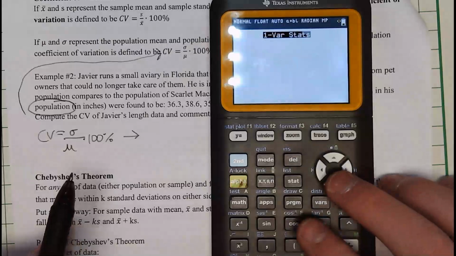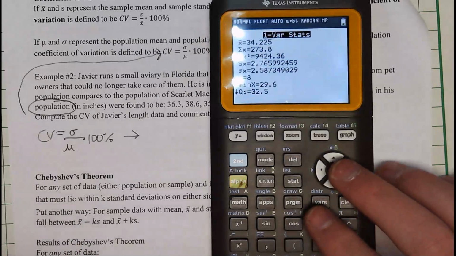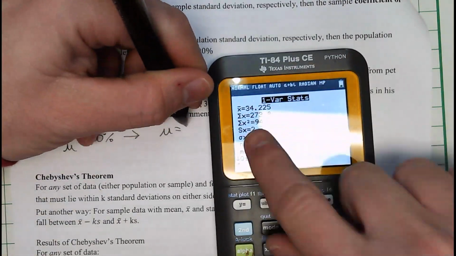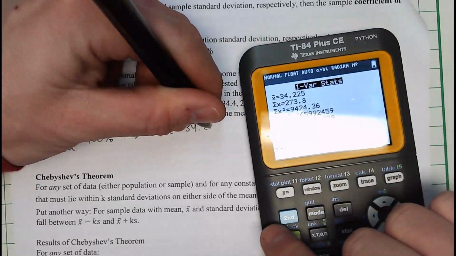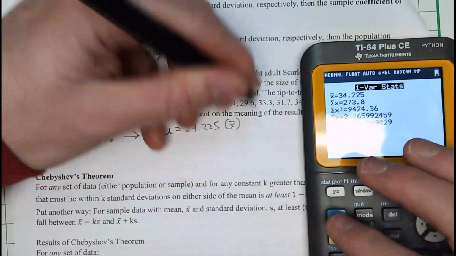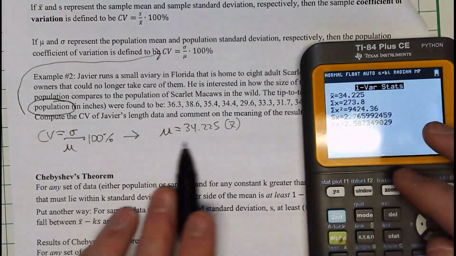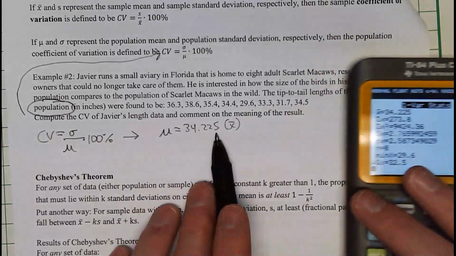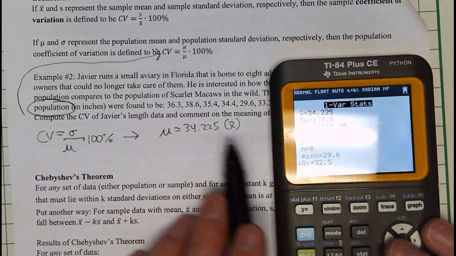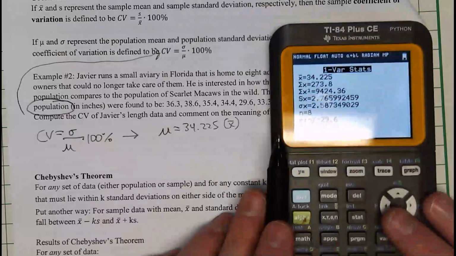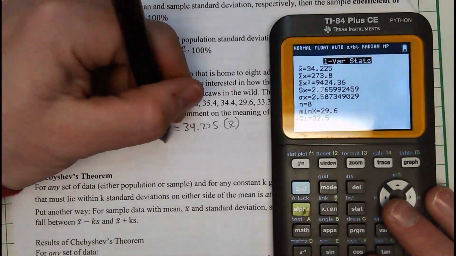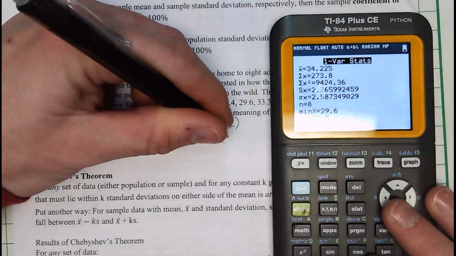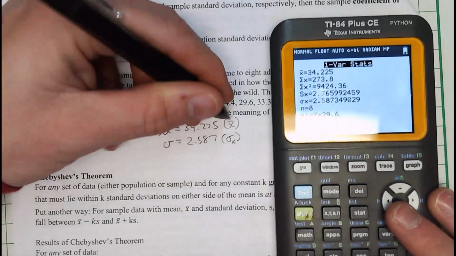So stat, calc, 1-var stats, L1. My mean, I know this is confusing, my mean is 34.225. That's my mean. I know that's written as X bar in your calculator, but that is the mean. And since this is all values in this population, we call that the population mean. Now the question is, do I use sigma or do I use S? In this case, I'm going to use sigma because it's the population. So sigma x is 2.587, and that's from the calculator.